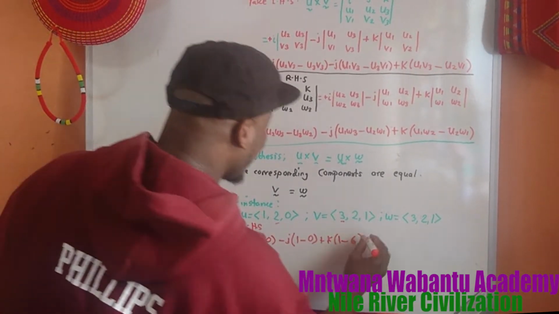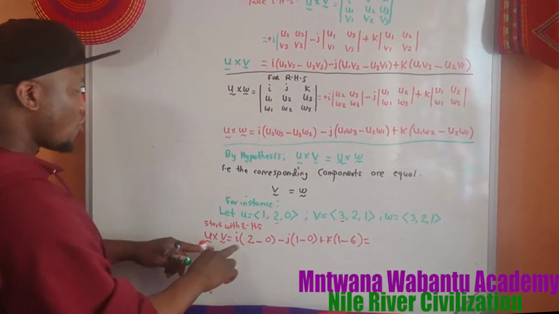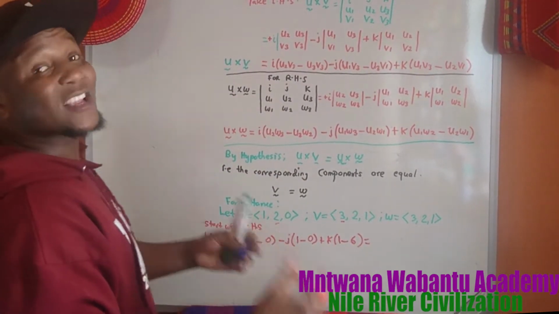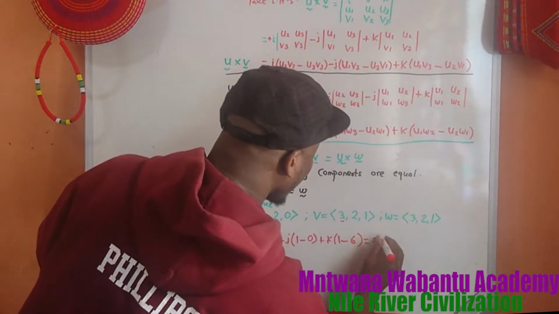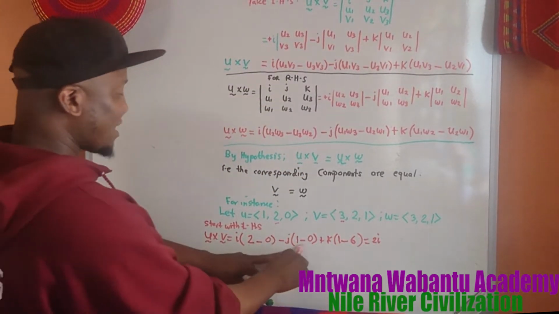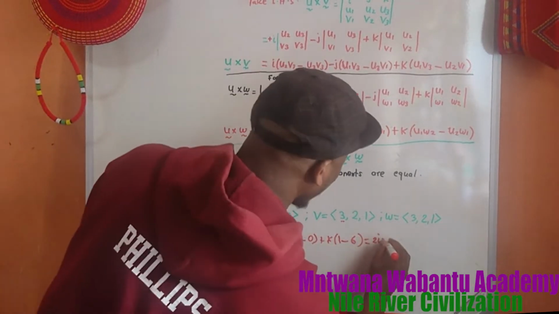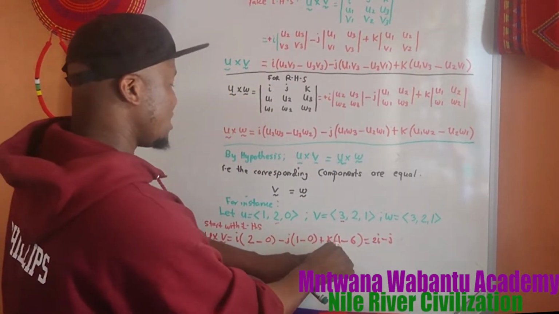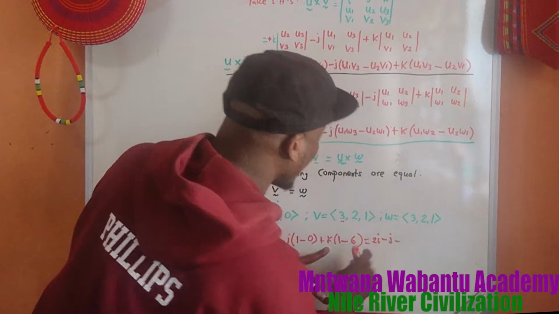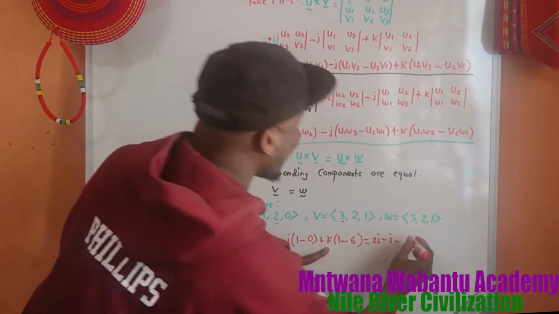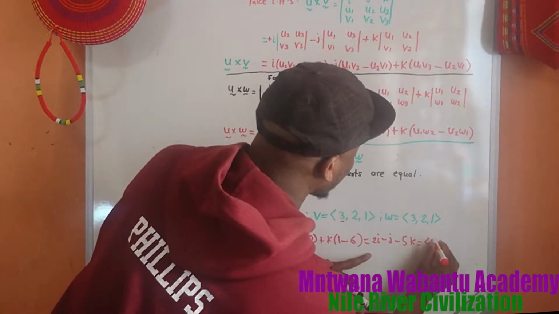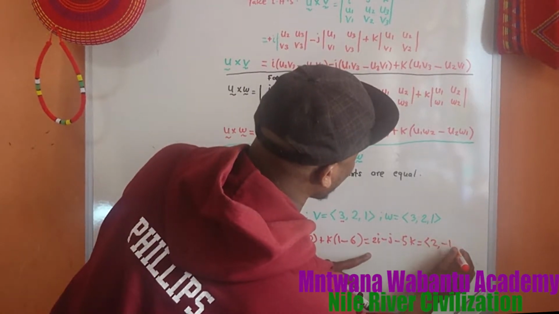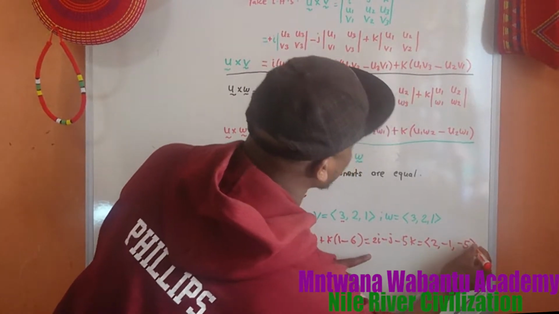So now finally, for u cross v, if you consider this a vector, it's going to be 2i. Now this is going to be 1 times minus 0 is 1, and then negative j, and then negative 5. 1 minus 6 equals negative 5 times k, negative 5k. Or you could say 2, negative 1, and negative 5. So this is the left hand side.